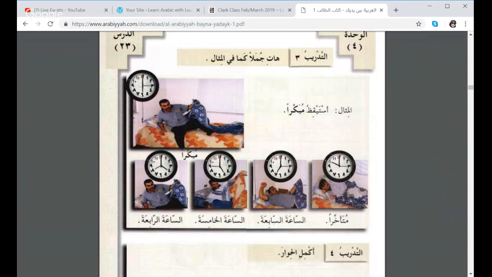Muta'akhiran. I wake up late. Good. Ustekadu al-sa'a al-sabia. I wake up at 7 o'clock. Ustekadu al-sa'a al-khamisa. I wake up at 5 o'clock. Good. Ustekadu al-sa'a al-rabia. I wake up at 4 o'clock. Excellent. They never can understand that.